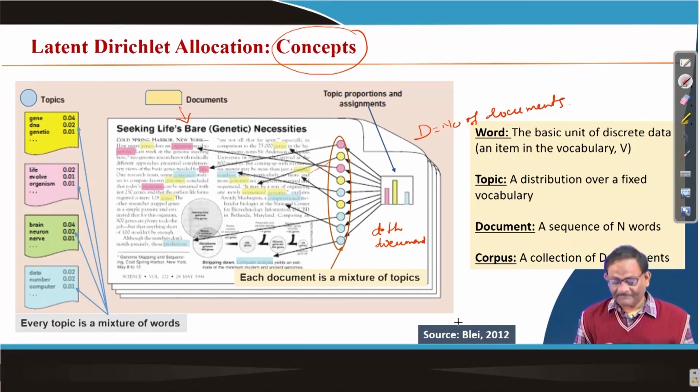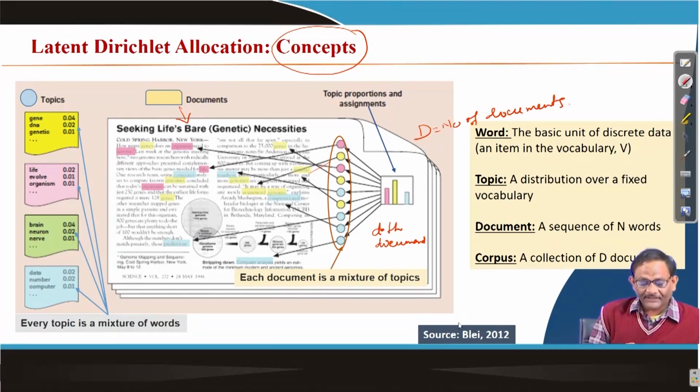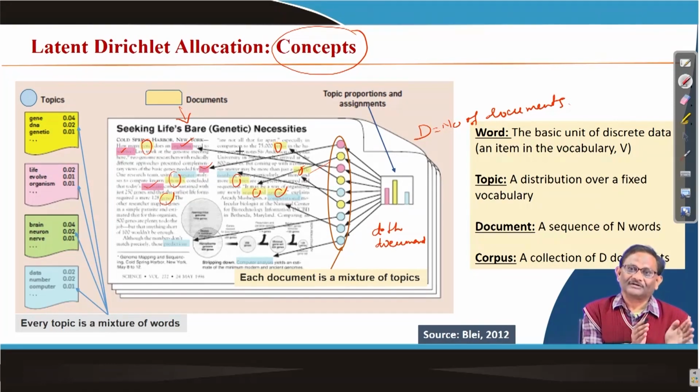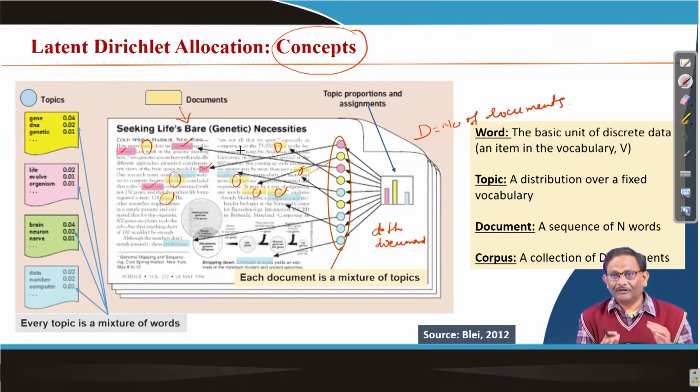Now what Blei has done in his paper, in this particular figure, he said that you just see the colored words. There are these colored words. Suppose the yellow colored words 1, 2, 3, 4, 5, 6, 7, 8. Each of these colored words is basically talking about a certain concept or certain theme or certain topic. So the words which are of similar nature in terms of forming a topic or a theme are colored, manually colored it is.